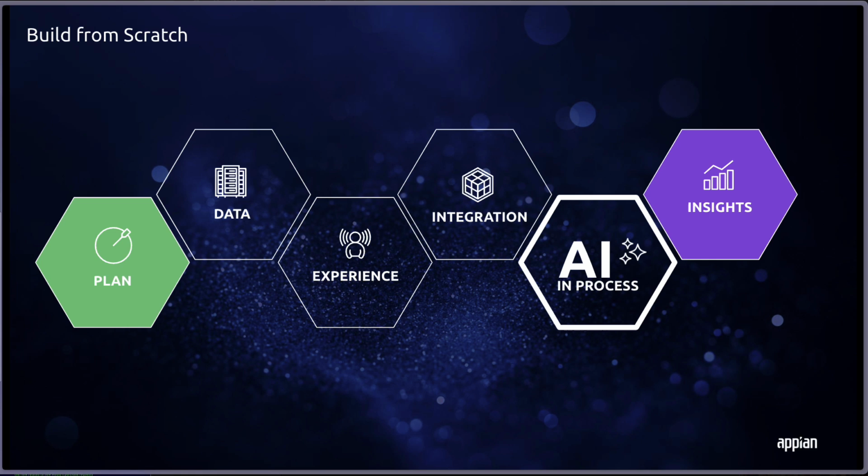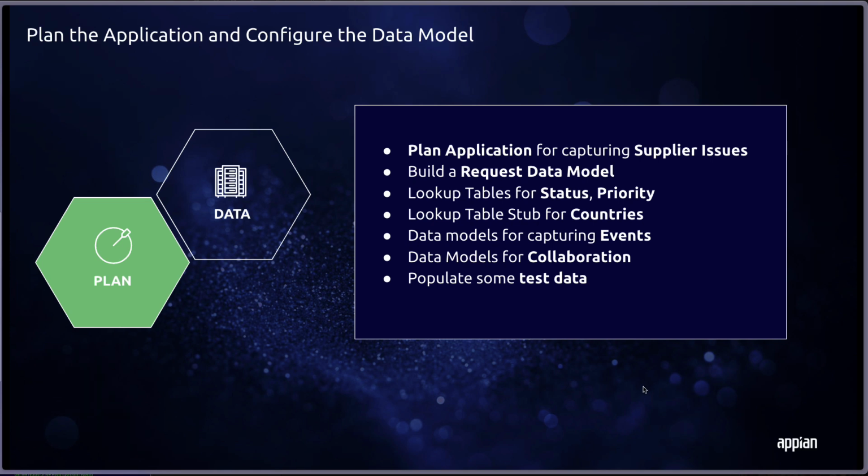Okay, so let's get started on the first section. So we're going to focus first of all on planning our application and building out our data model. Now we're going to build that request data model. It's going to have lookup tables for status and priority. It's going to have a table for countries. I call this a stub table for being able to pick the country. That's the record that we're going to replace with our integration a bit later.